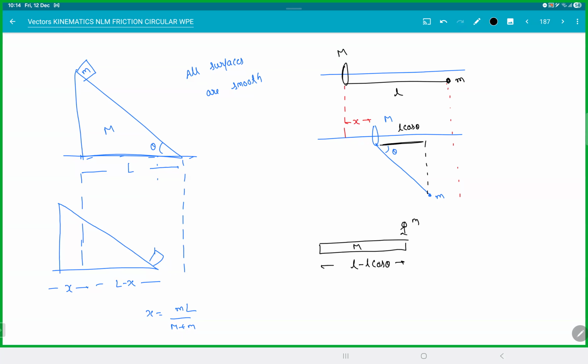You're getting it? When the man walks to the other end of the plank, how much did the total relative distance move? Relative distance is L. Initially the distance between the ring and the mass is L, final distance is L cos theta. So how much did they both together move? They both together moved L minus L cos theta, isn't it? So x is equal to m into (L minus L cos theta) by M plus m. Sure, everyone?